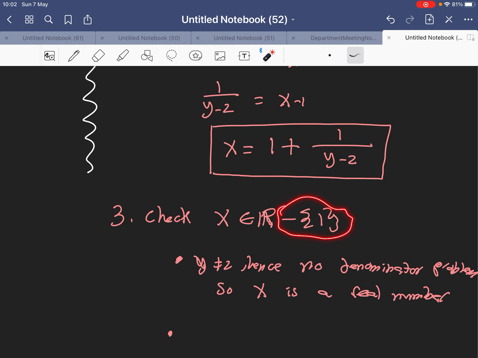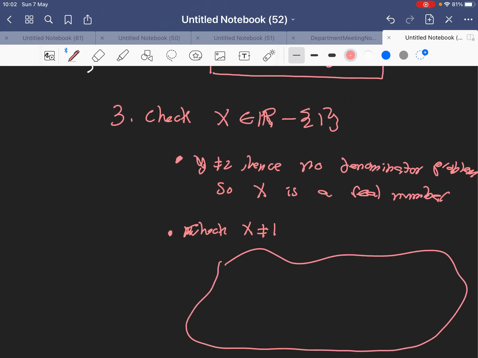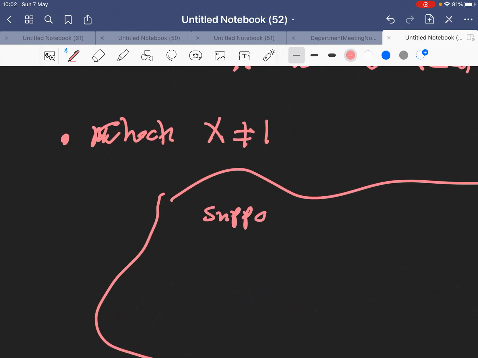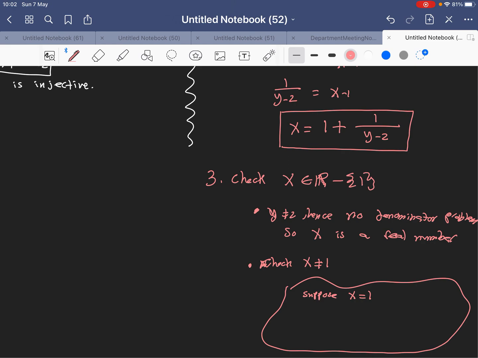Now, the only thing I need to check is to make sure x is not 1. Check x is not 1. Now, how do we check x is not 1? Well, the idea is, let's see. Suppose x equals 1. Can x equal 1? Well, if x is equal to 1, then it will be 1 equals 1 plus 1 over y minus 2, which means 0 equals 1 over y minus 2, which is false. I can't have 0 on the left side equal 1 over something on the right side. So this is always false. So x is not equal to 1, hence the function is surjective.